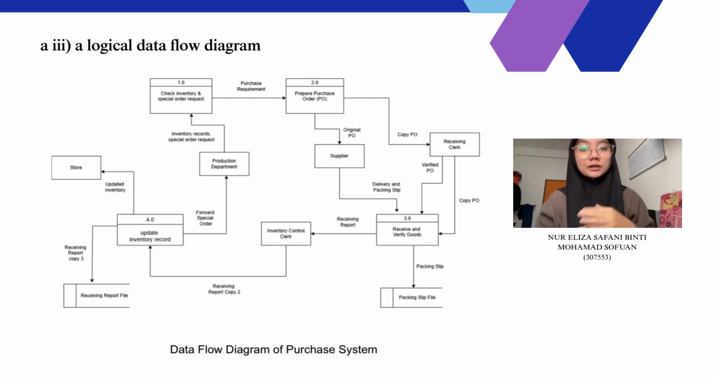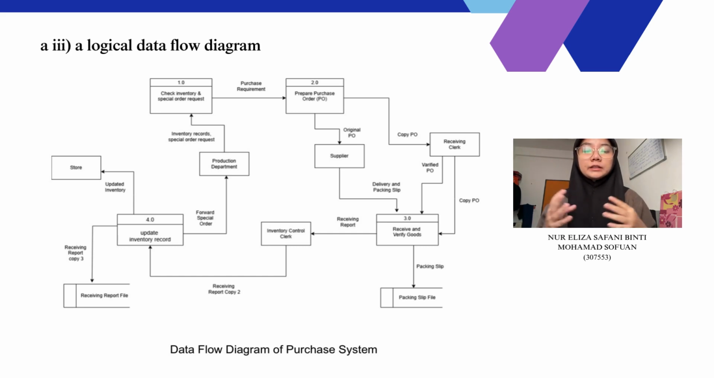In this diagram, we can see that there are four main processes involved. The first one is check inventory and special order request. This process begins when there is a purchase requirement, and the inventory records and any special order requests are checked to determine if a purchase order is needed. And then the production department may also forward a special order during this process. Process number 2 is prepare purchase order.